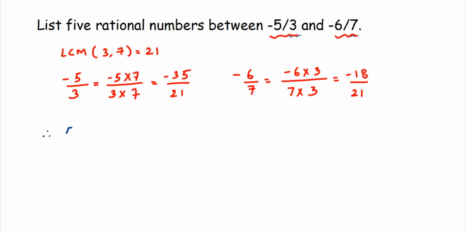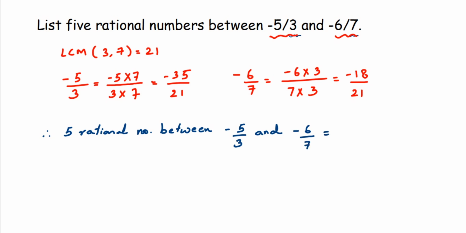Therefore, 5 rational numbers between minus 5 third and minus 6 over 7 is equal to, pick any 5 numbers. We can start with minus 34 over 21. We can take minus 30 over 21. I'm just taking here 5 random numbers.